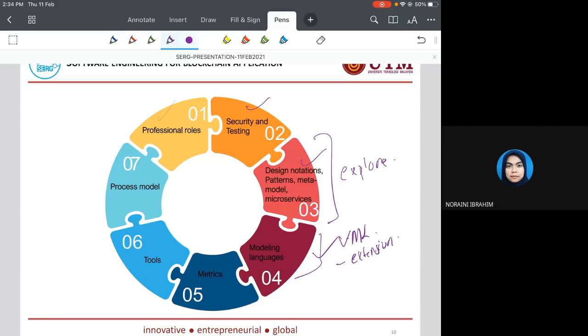Okay, to enable how to design the blockchain-based software. Okay, the need for metrics, to measure the blockchain code. Because if you want to measure the quality of the code, traditional software and blockchain are very different. That's why there is a need for a new metric.